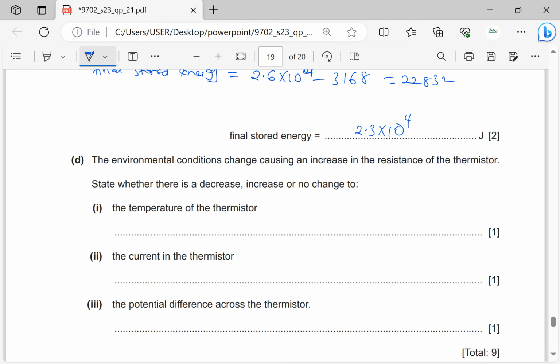The environmental conditions change, causing an increase in the resistance of the thermistor. State whether there is a decrease, increase, no change. There's an increase in the resistance of the thermistor. Resistance of the thermistor increases, but we know that the resistance of the thermistor is inversely proportional to temperature. So if the resistance of the thermistor is increased, it means the temperature has decreased. So this is automatically decreased.